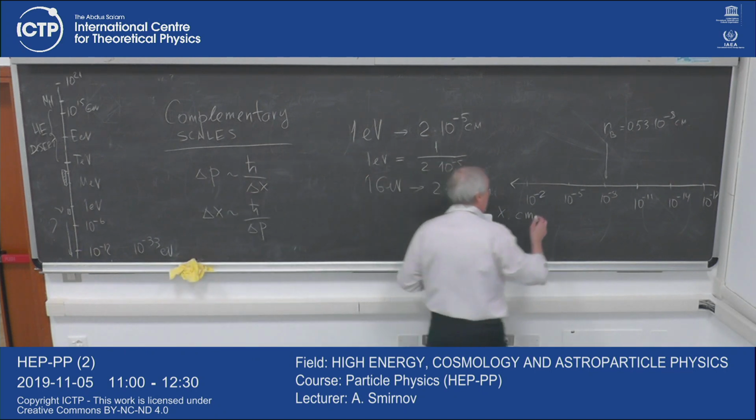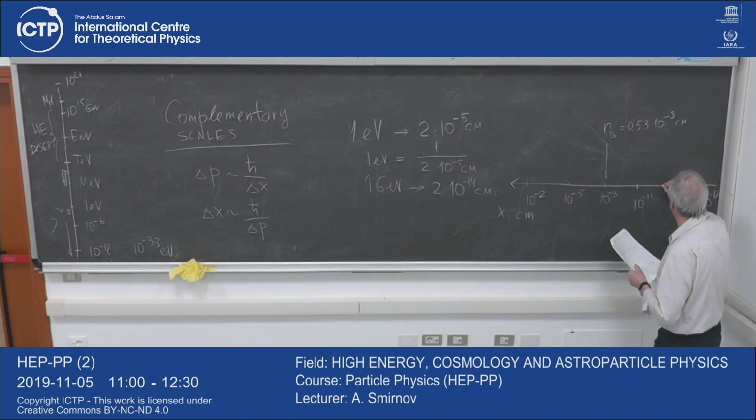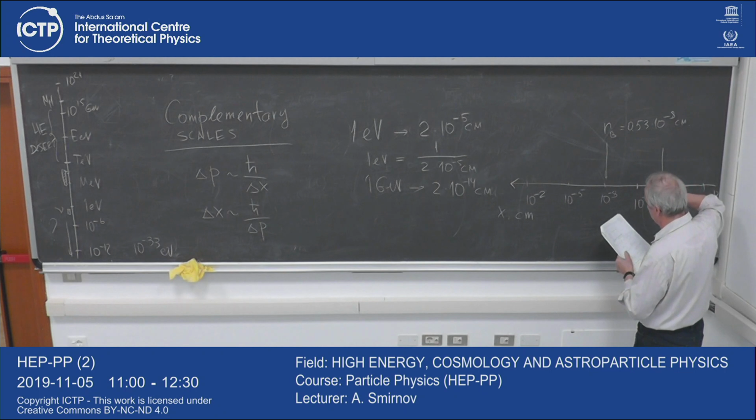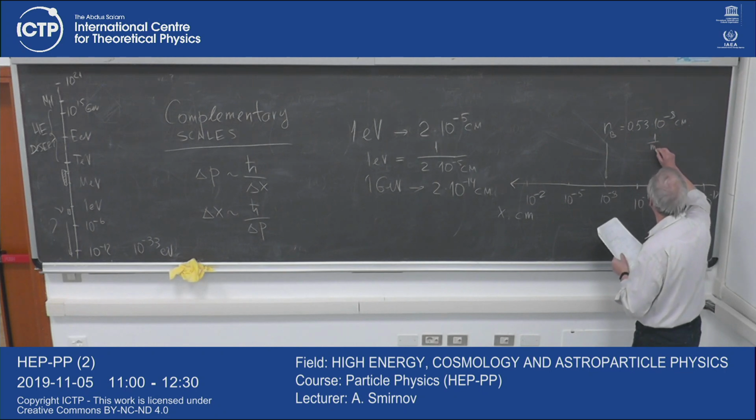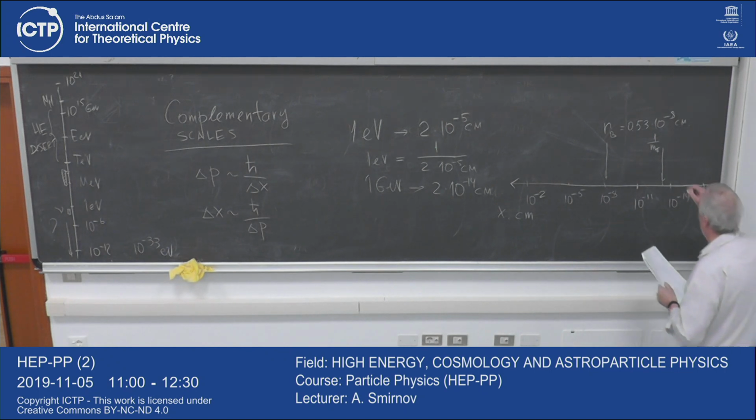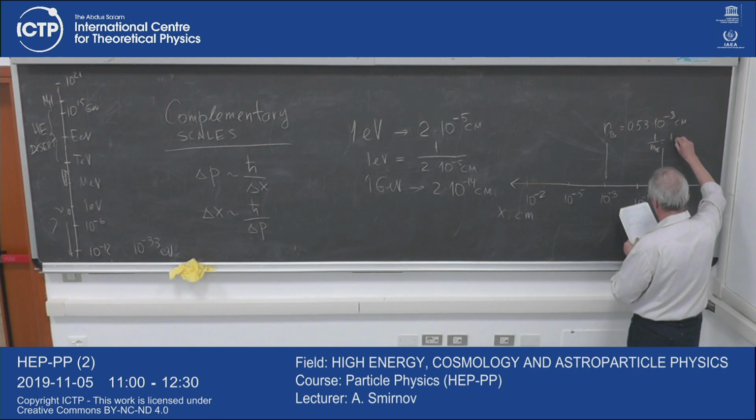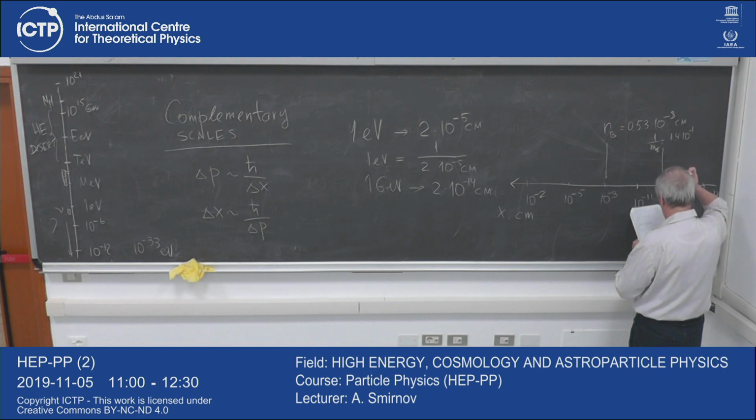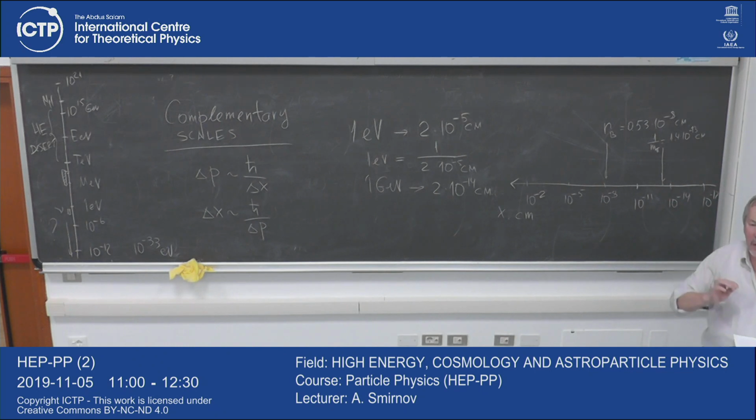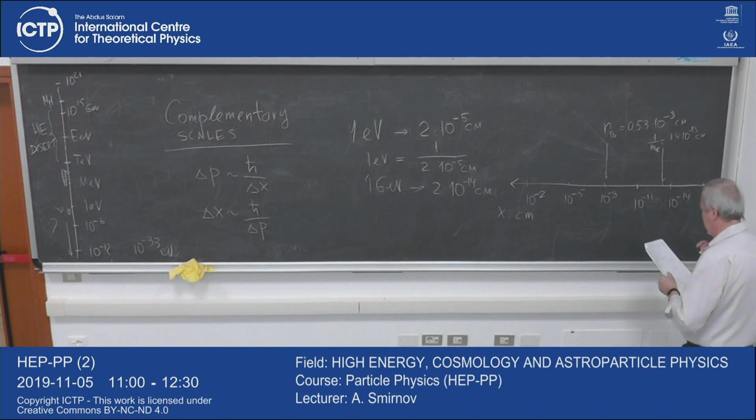Now the scale 10 to the minus 13 here, or more precisely 1.3 times 10 to the minus 13, is the inverse of the mass of the pion. And the pion is the particle which is supposed to mediate strong interactions. And that corresponds to 1.4 times 10 to the minus 13 centimeters. So this is the inverse of the pion mass, and this is typically the radius of strong interactions. Actually, we can introduce 1 over lambda QCD, but I will specify this later.